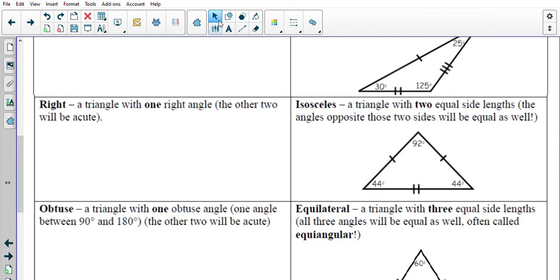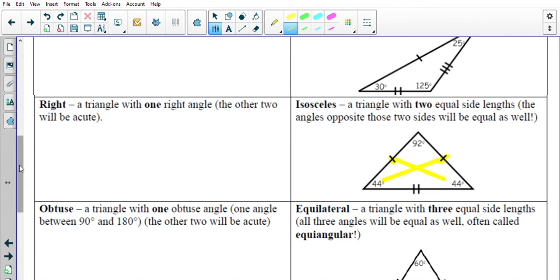Now, an isosceles triangle is a triangle with two equal side lengths. The angles opposite those two sides will be equal as well. So these single tick marks right here that I'm highlighting in yellow, those represent our two congruent sides. You see that the angles that are across from those are also going to be congruent. They both have the same measure, in this case 44 degrees, and then our third side has a different measure.